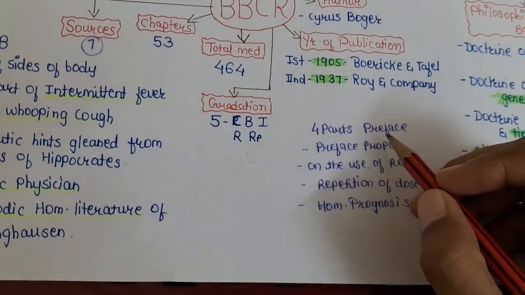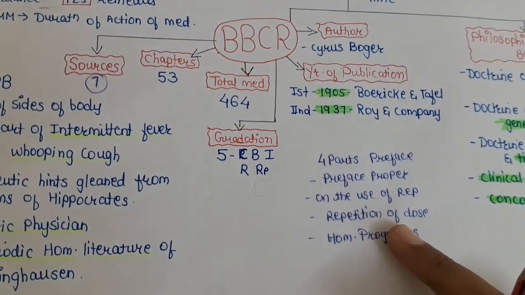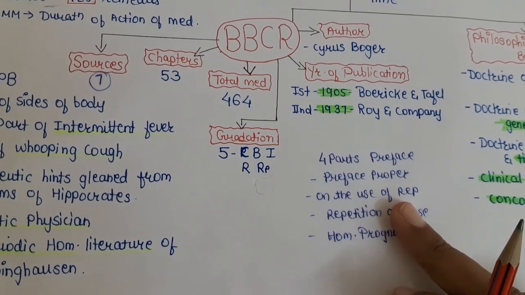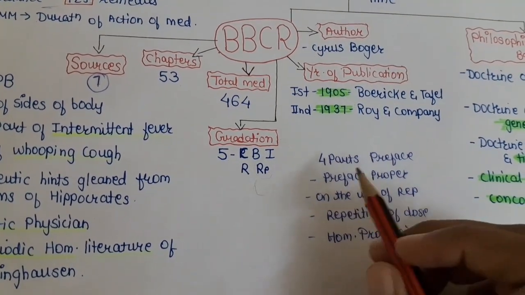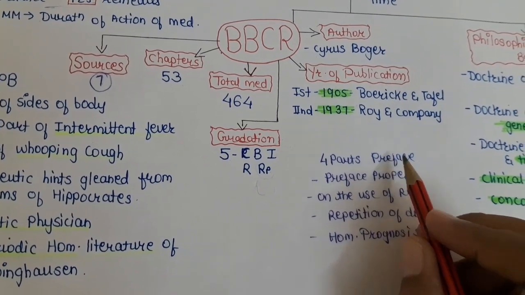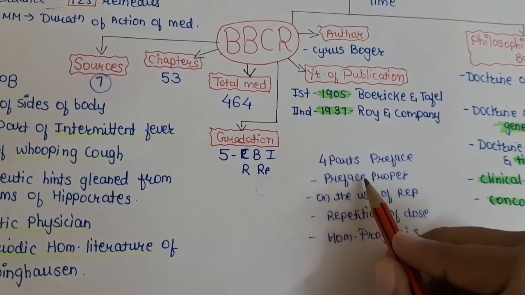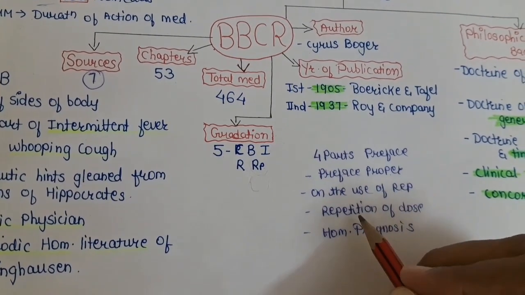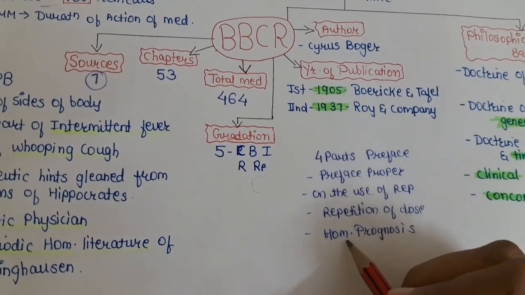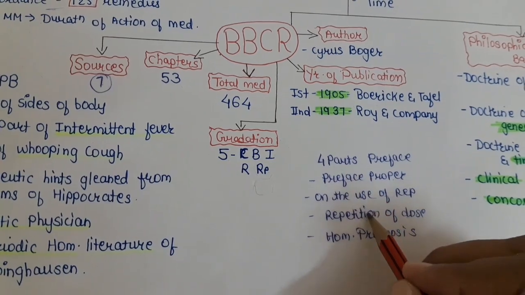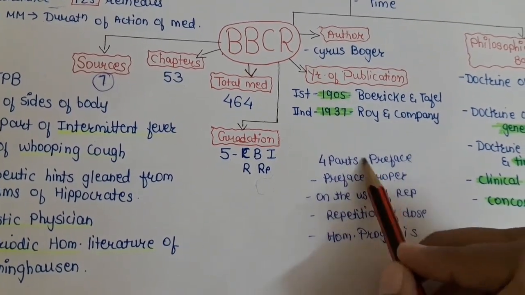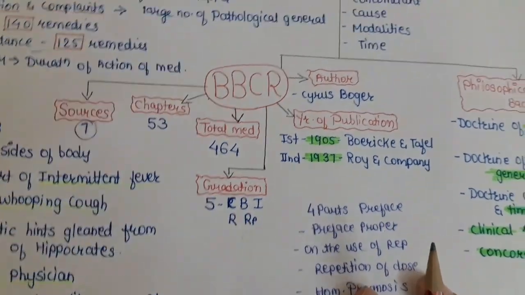Then the preface, yes, this is also important. I have added this part because I realized this MCQ was coming often in mock tests. The preface has 4 parts. Just now we saw that there was the preface proper, then on the use of repertory, repetition of dose, and homeopathic prognosis. So 1, 2, 3 and 4 parts are given of the preface. So this MCQ is also asked.